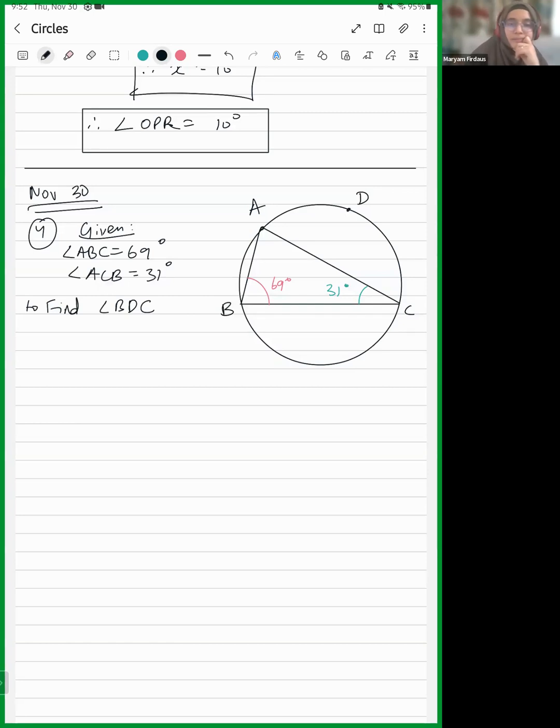Abdul Jabbar? Yes, ma'am. What can we do in this triangle ABC? It's very simple. You just have to find this angle. Yes or no? Can we find the angle A from here? Yes, ma'am. Yeah, we can find it. How can we find it? Ma'am, angle A. Angle sum property.